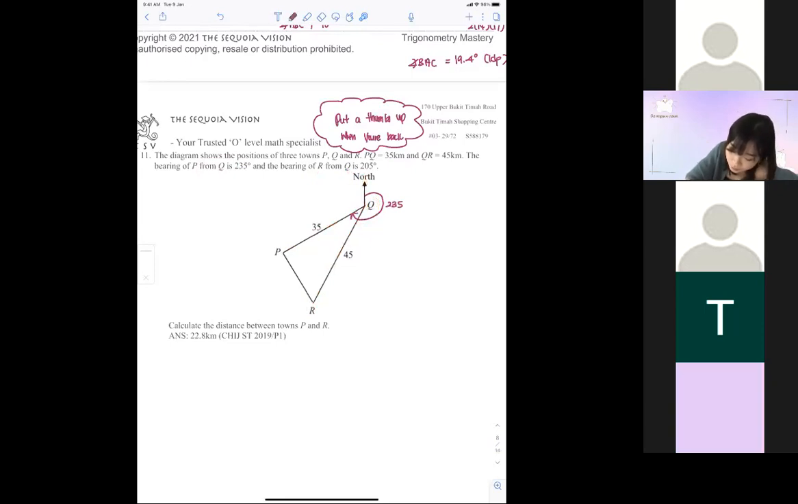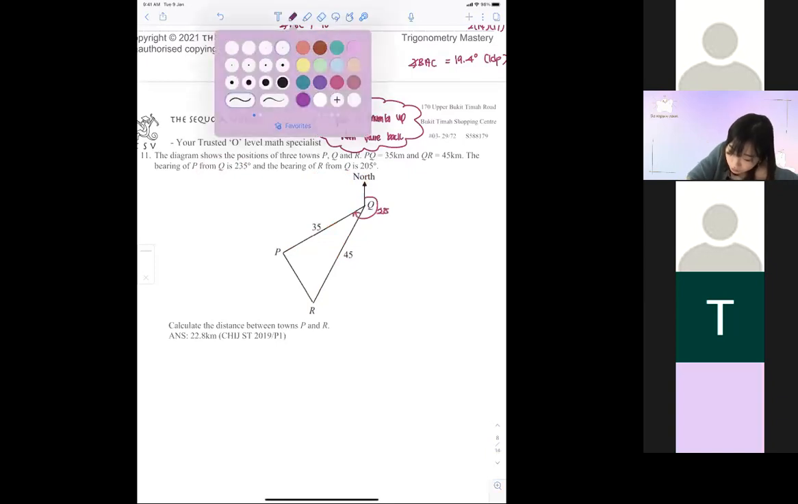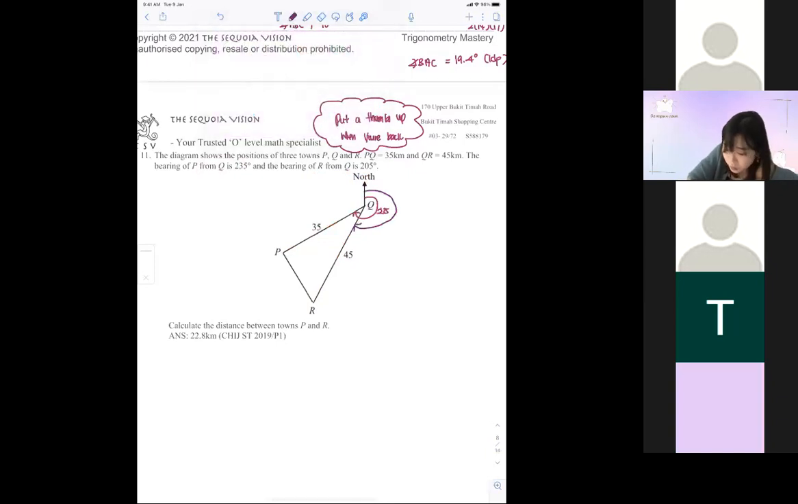So slowly, maybe I draw too big. Okay, draw smaller. 235. Here to here, 205. So if here to here is 235, here to here is 205, then the angle here will be 235 minus 205, which is 30. So the angle here is 30.